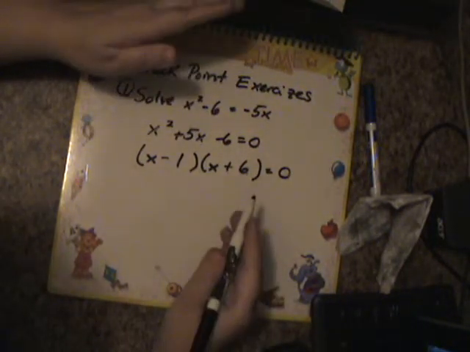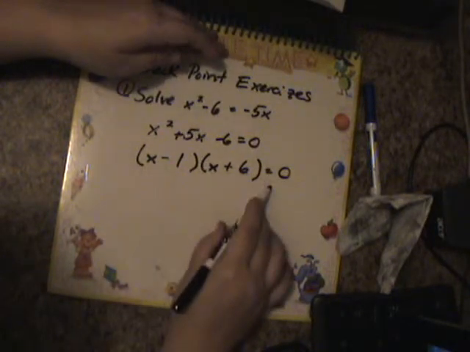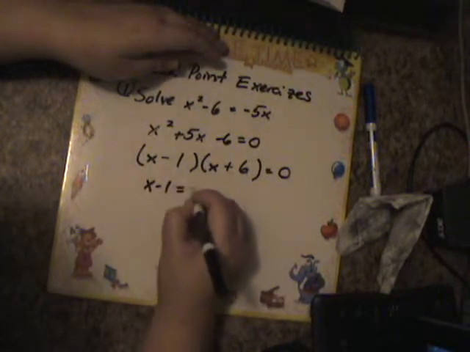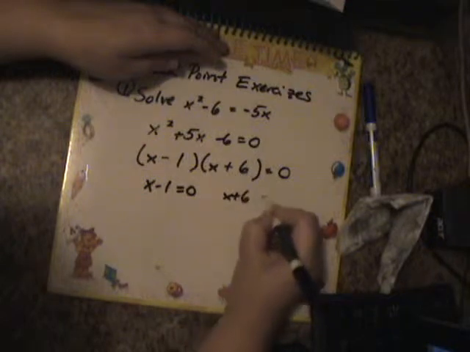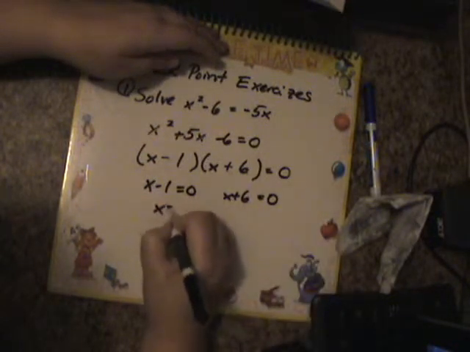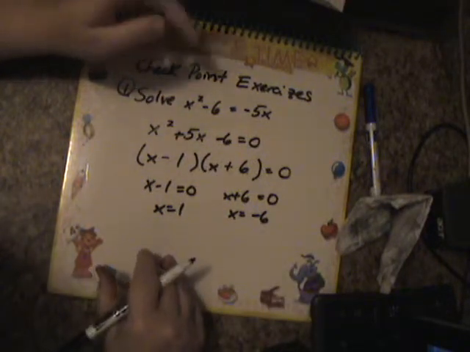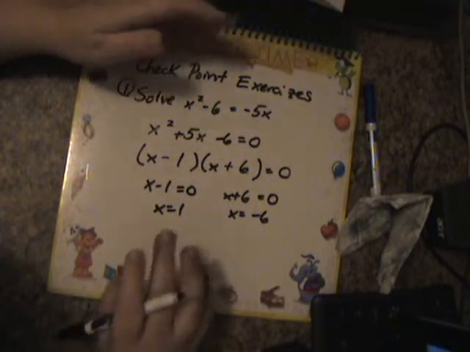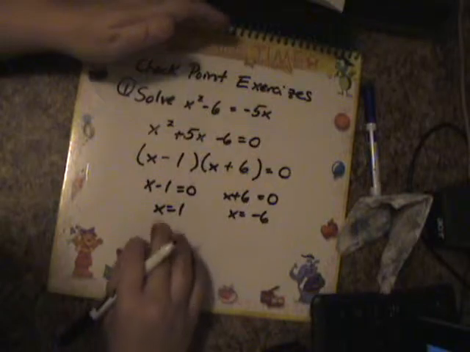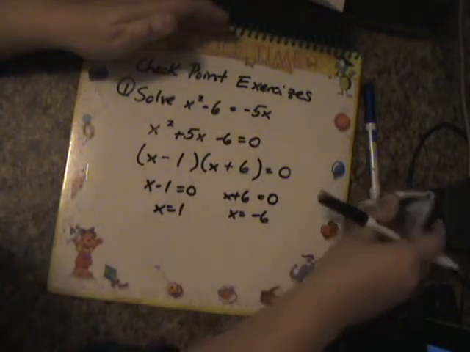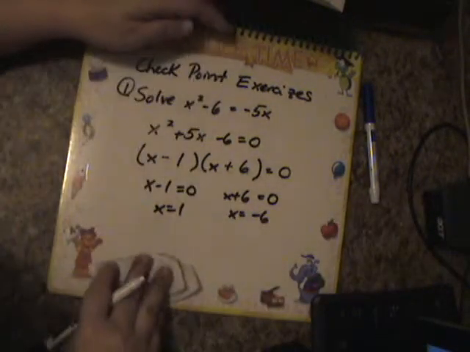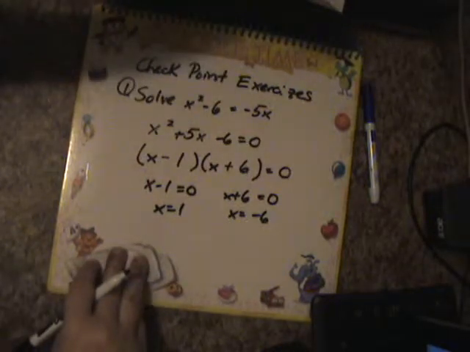Now the next step is to set each factor equal to 0. So x minus 1 equals 0, and x plus 6 equals 0. So x equals 1, and x equals negative 6. Those are our two solutions. If you do have a graphing calculator, graph it, make sure that those are correct. Okay. The next example is example 2.